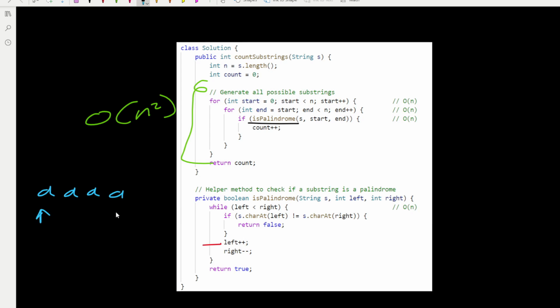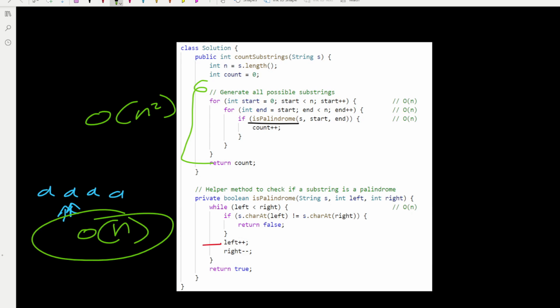We have the 2 pointers, right? And we will keep decreasing these 2 pointers until they meet. In the worst case, we have a palindrome, so we keep decreasing them until they meet. So we will go through the whole string, so it will be O of n. Now, O of n to check if it's a palindrome, O of n squared to generate all substrings.